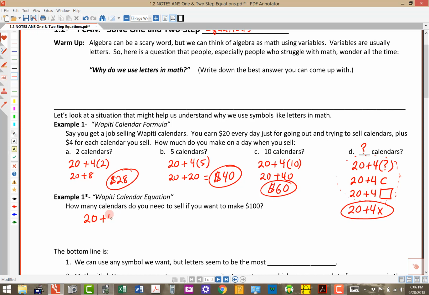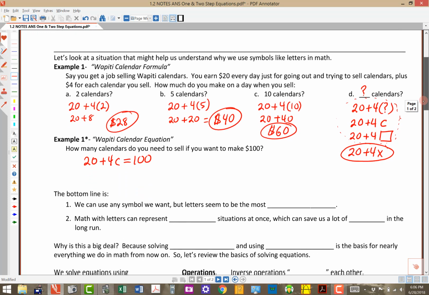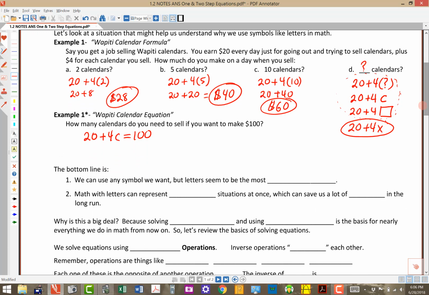And then we're going to write down 4C, and then we know that we want to make $100. So we want this amount that we make to be equal to $100, and we've made ourselves an equation. Up here we just had an expression, or a formula. Now we know exactly what we want it to equal, and then we can go ahead and solve that.